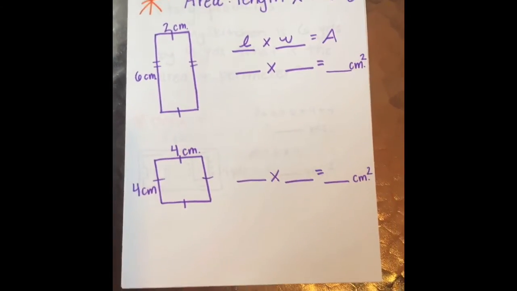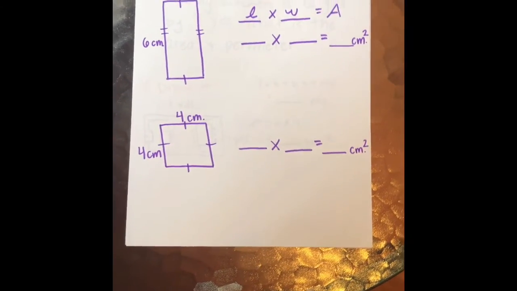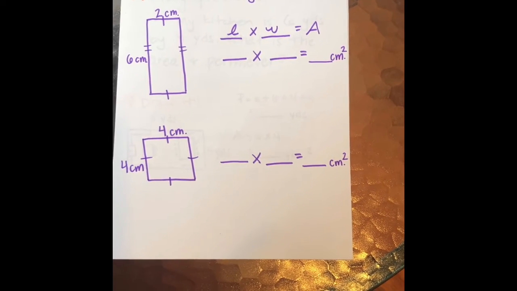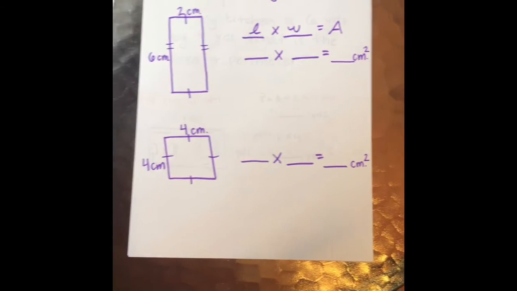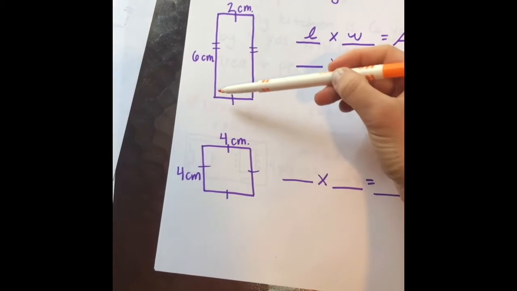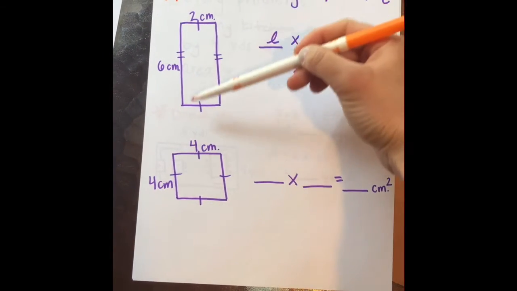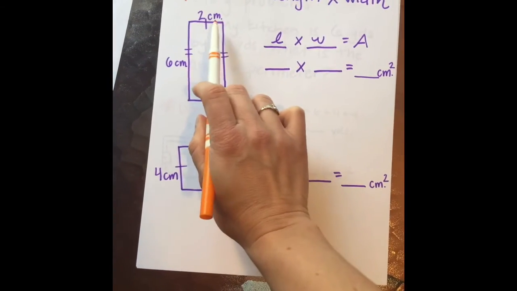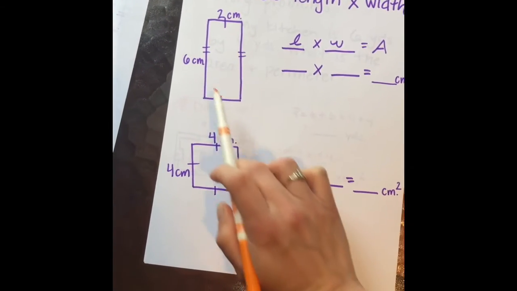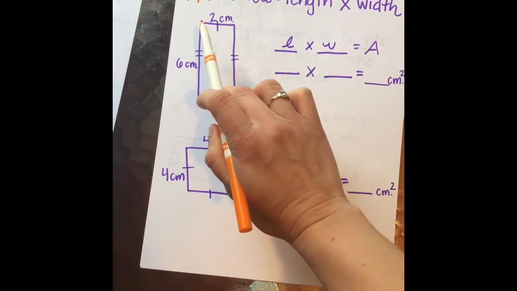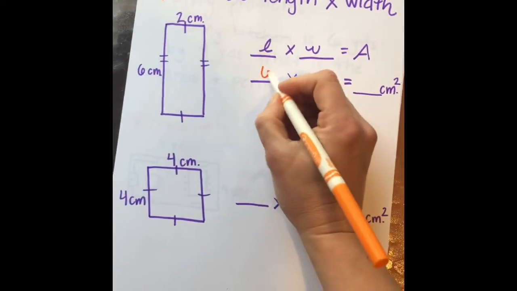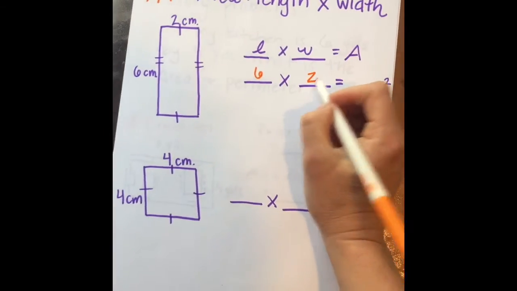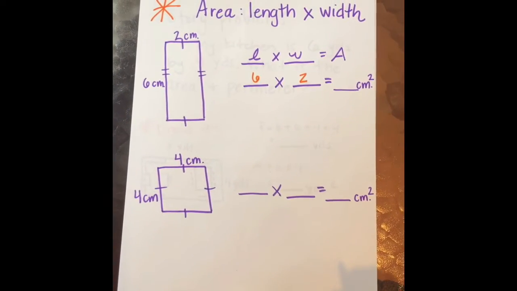Now, for the formula for area, it is simply the length multiplied by the width of a shape. Just to recall, the length is how tall something is. The width is how wide. So here we're going to multiply, the length is 6 centimeters. The width, 2 centimeters. Our formula for area is length times width.